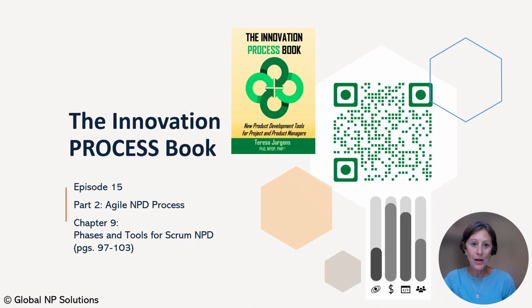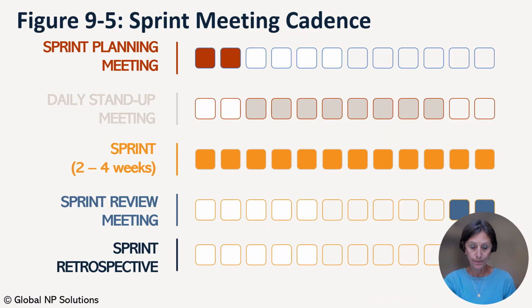In this episode, episode 15, we are covering the second half of chapter 9, Phases and Tools for Scrum New Product Development, also known as NPD, and this is in part 2 of the book, Agile NPD Process.